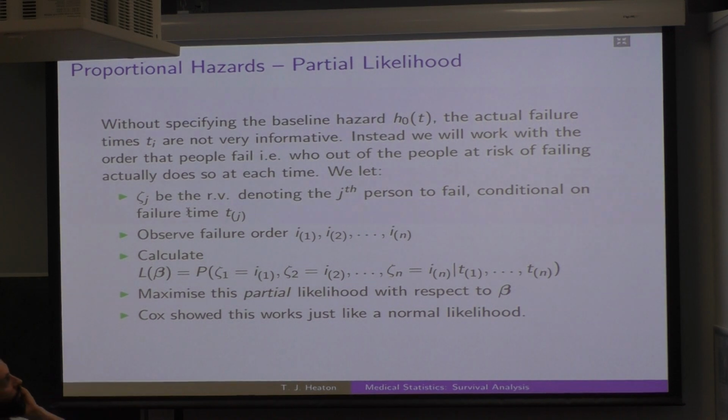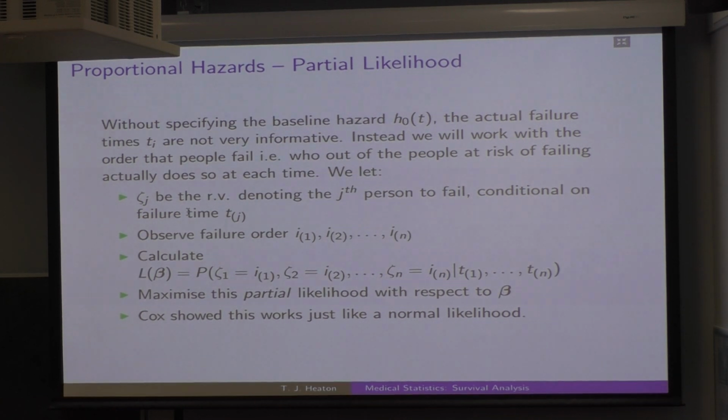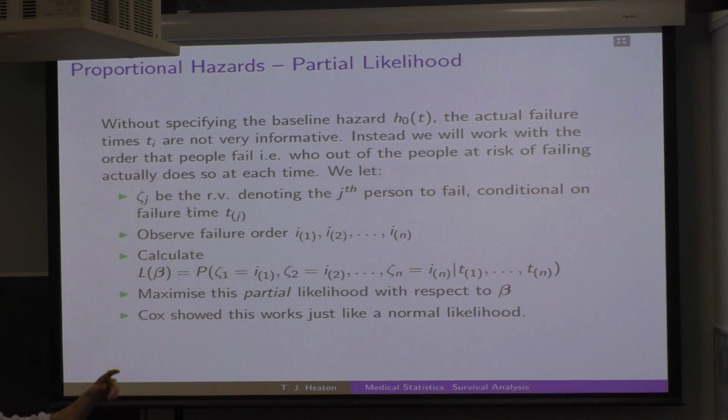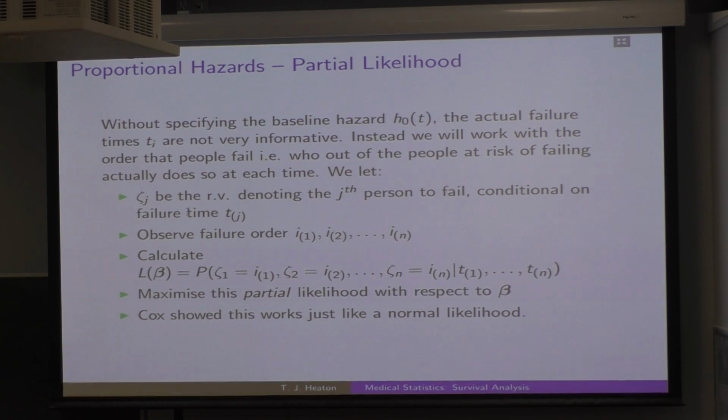So I'm going to try and introduce some notation that's going to help me to do that. Zeta j here is a random variable, and that's going to denote the jth person to fail, conditional on the failure time of the jth person to fail being tj. So if zeta j is equal to 5, that means that the jth person to fail was individual 5.